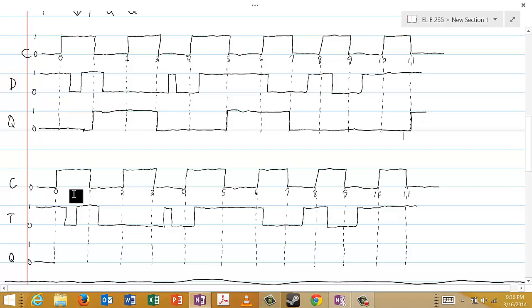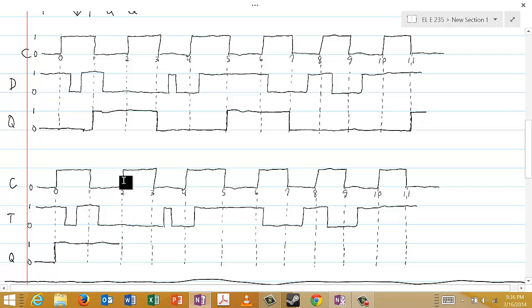Okay. So now we're ready to look at the first case here, where the assumption is that this is a positive edge triggered T flip-flop. And since the assumption is positive edge triggering, we only need to look at what's going on at C equals 0, 2, 4, 6, 8, and 10. So let's see. At the first positive edge, here at 0, T is equal to 1. And when T is equal to 1, that tells us that we need to toggle the output. So the output will go from 0 to 1 at t equals 0.